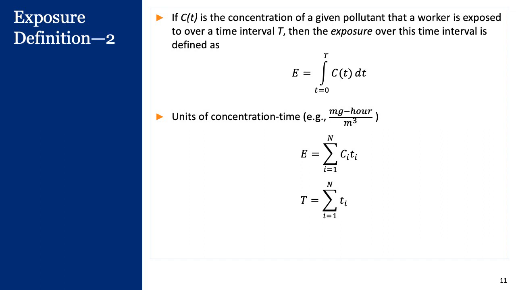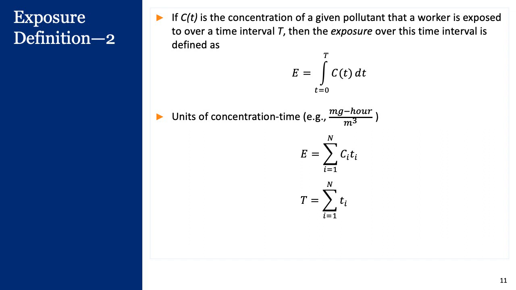And so we are going to integrate the time varying concentration in the breathing zone of the worker over this time 0 to capital T. And that is defined as the exposure. And so if our units of the concentration are milligrams per cubic meter, so milligrams of contaminant per cubic meter of air, then the units of exposure are concentration times time, or in this example, milligrams per cubic meter hour.